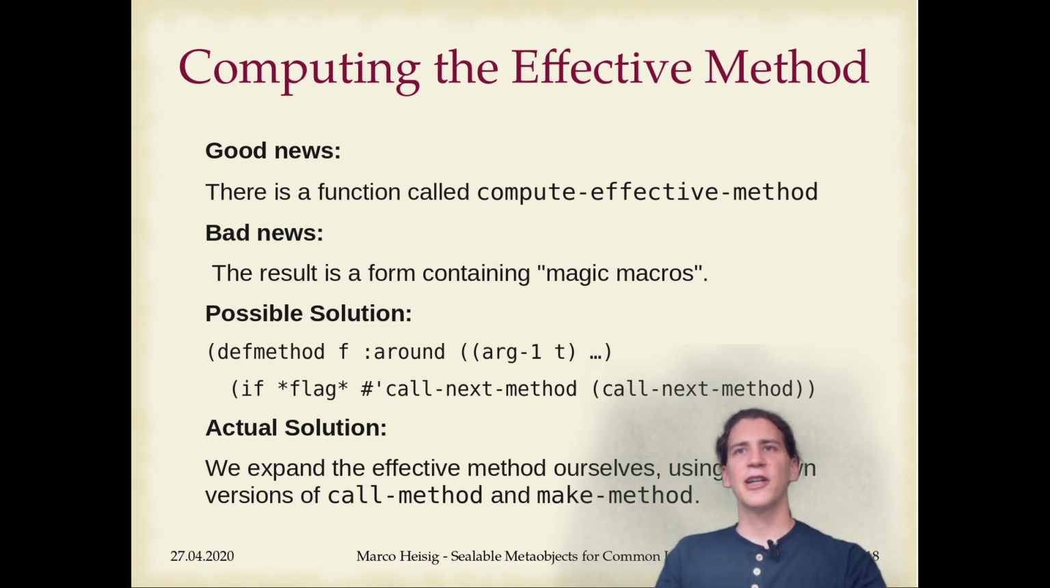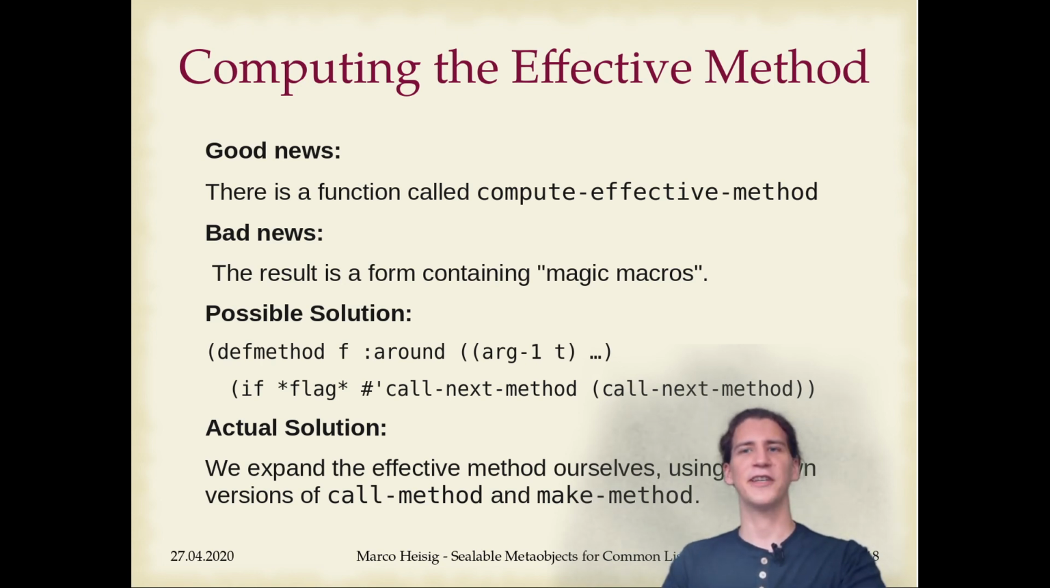And the final challenge that we had to solve is computing the effective method. And there's some good news here. The good news is there is a function called compute-effective-method. The bad news is the result is not something we can call, but rather a form containing some very arcane magic macros. There is one possible solution, and it's also 100% portable, by the way.